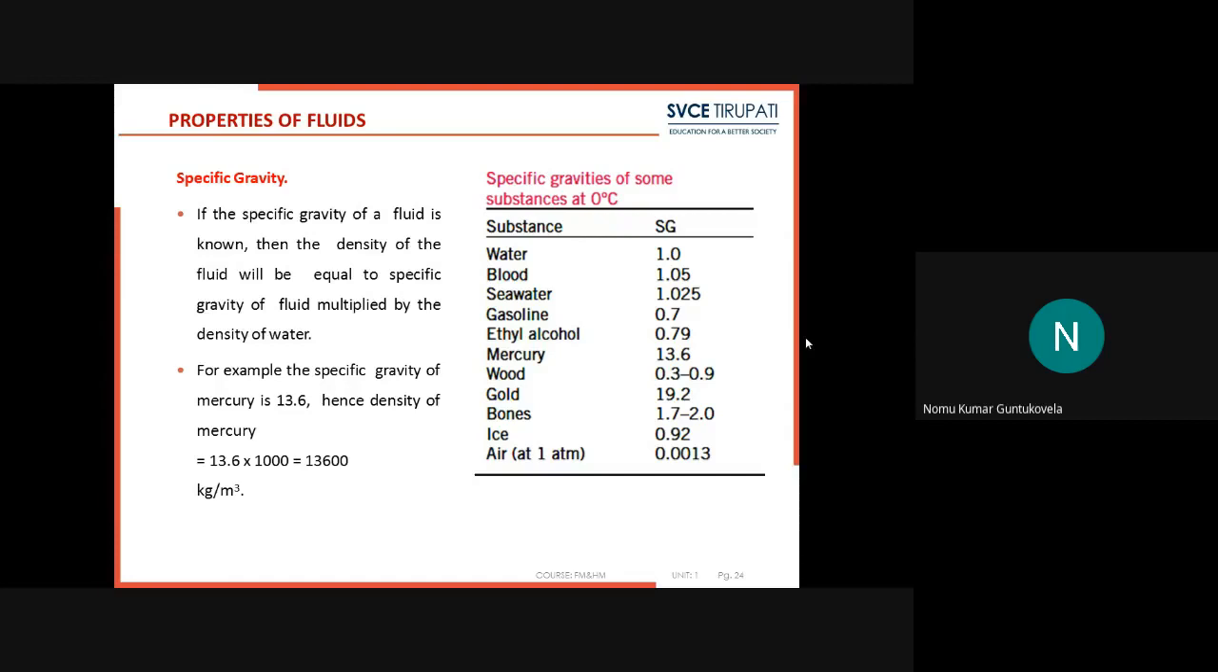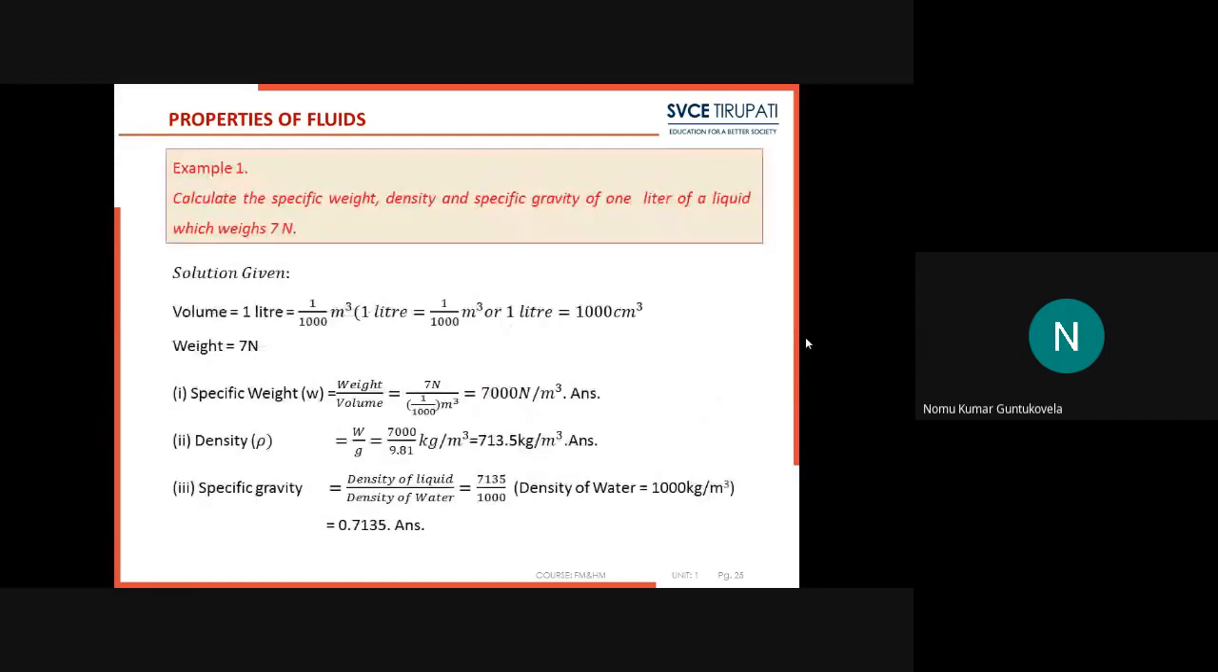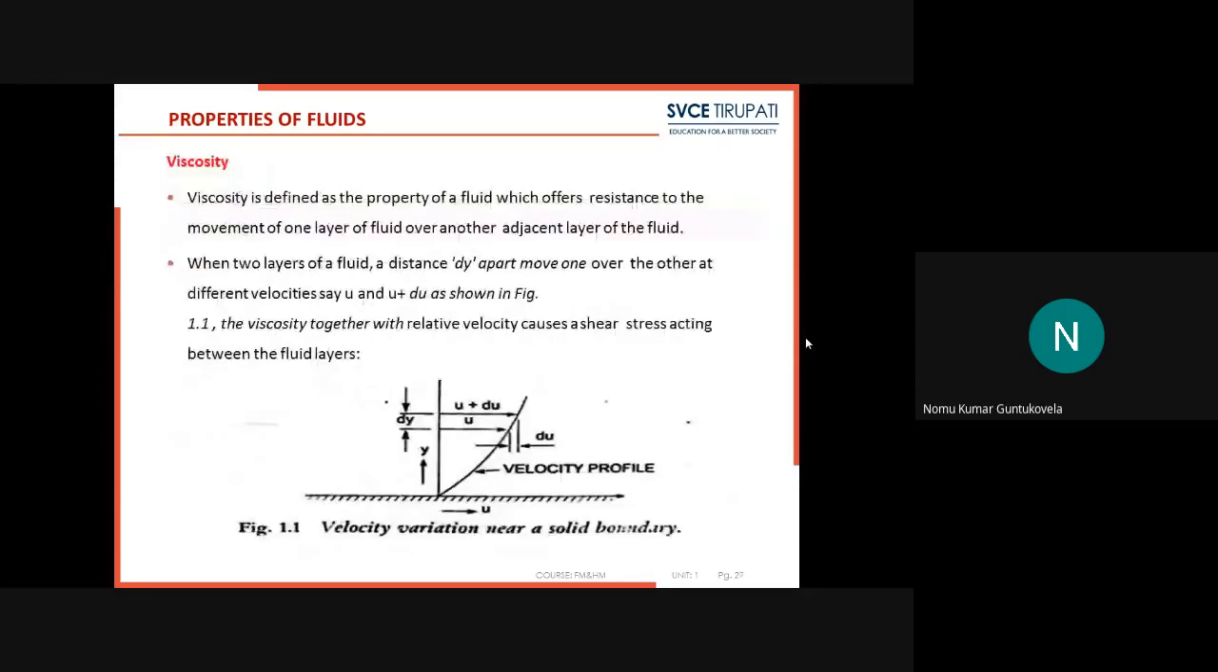Based on fluid mechanics, we get a minimum of 3 to 4 bits per GATE. In the first bit, they will ask on any property, and they will ask about pressure measurement devices, which are nothing but the manometers. I will show that also. And the most important property of the fluid is viscosity.